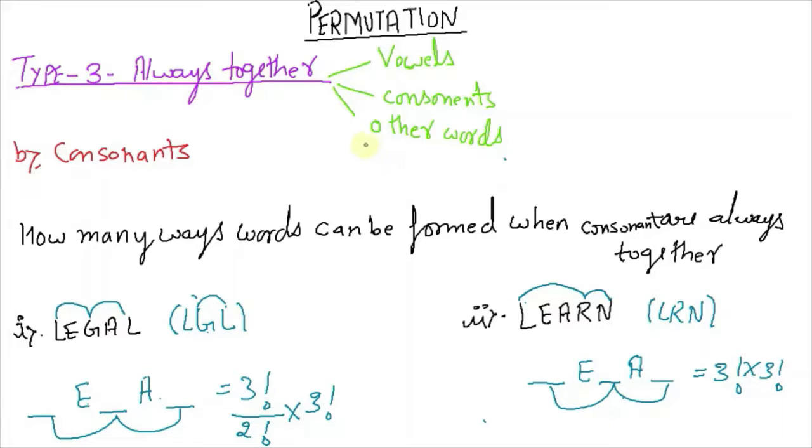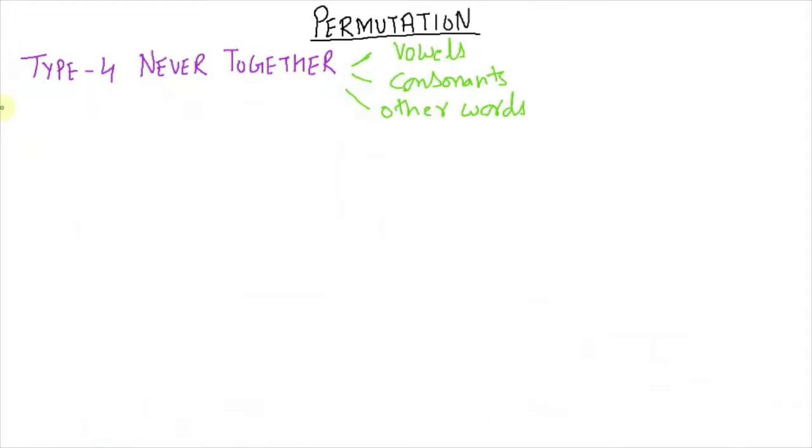Similar types of problems will come with other words. Let's say we have the word learn. They can tell you to keep E and L together or A and R together. All you have to do is write the word separately, then write the remaining letters and fill the spaces, and then write the answer. You can get the answer in this way. Here the always together type is completed.